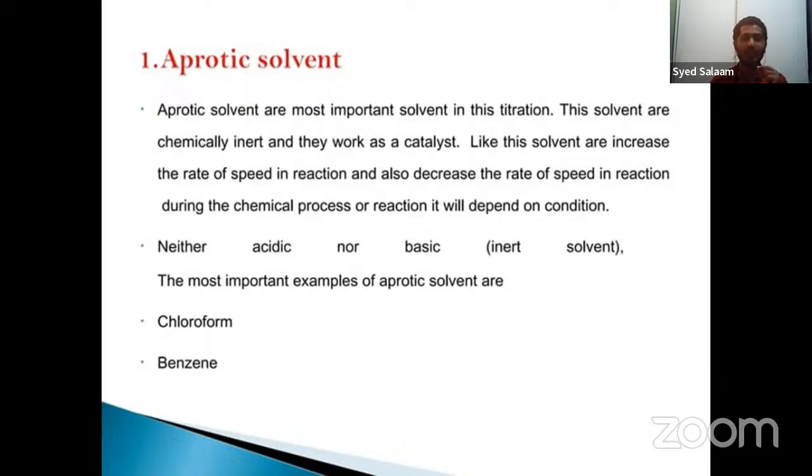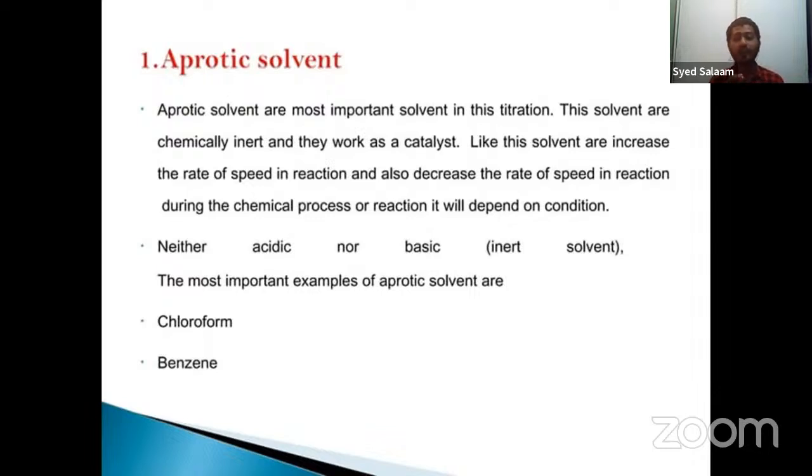So they are called aprotic solvents, which do not have any sharing. They do not show a leveling effect. Remember, they do not show a leveling effect, but still they help the reaction occur fast, so they increase the rate of reaction. They are neither acidic nor basic, that is, inert solvents, but still they act like a catalyst and help in getting the endpoint faster.